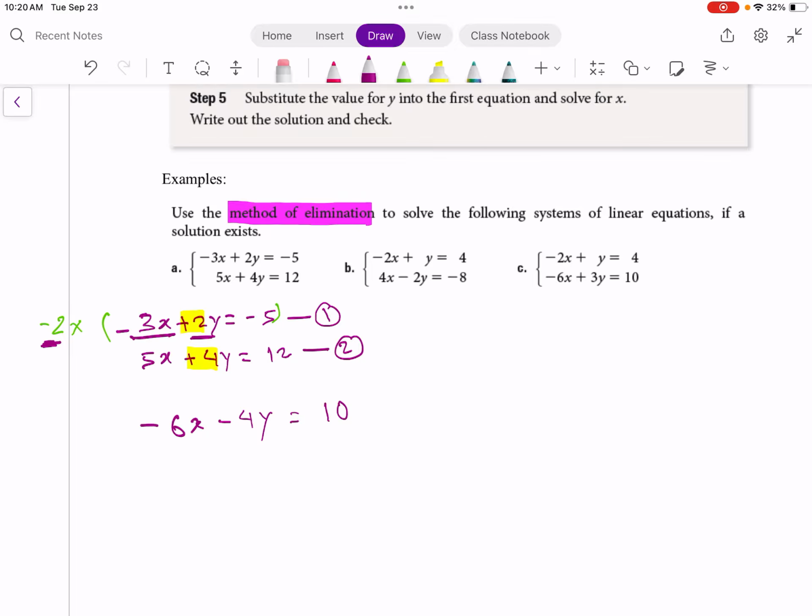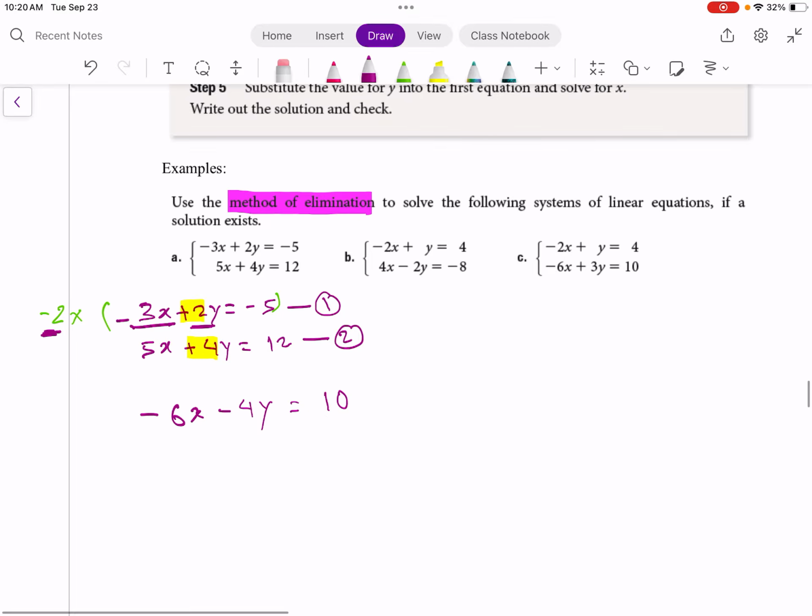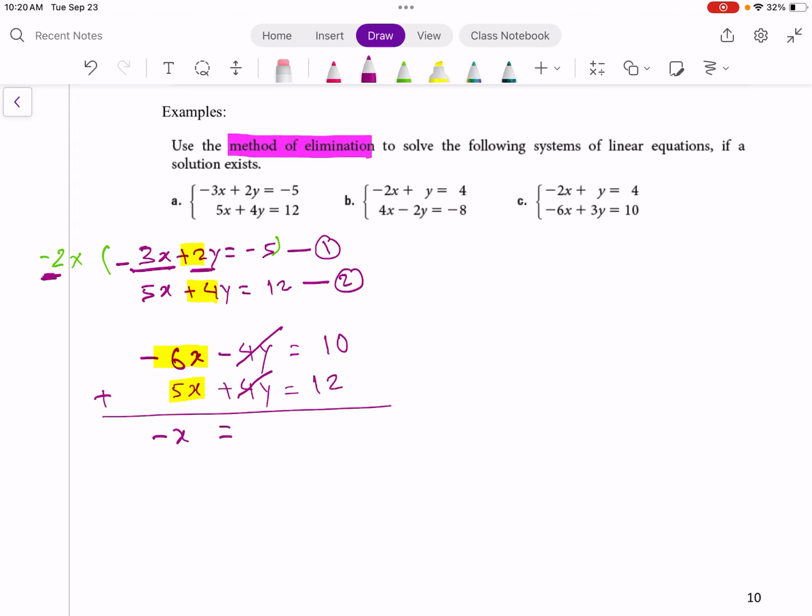Now let's add this with our equation 2. So we have 5x plus 4y equals 12. Now we are adding these two equations. Negative 6x plus 5x is negative x, negative 4y plus positive 4y is 0. It means we eliminated our variable y. 10 plus 12 is 22.